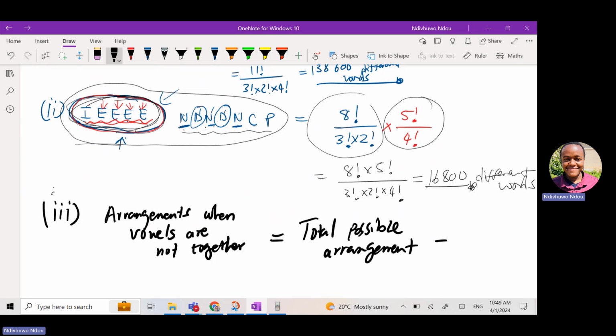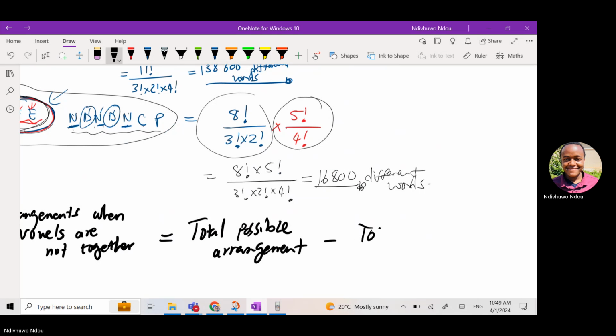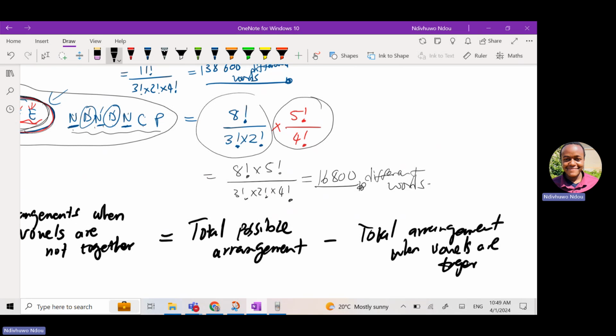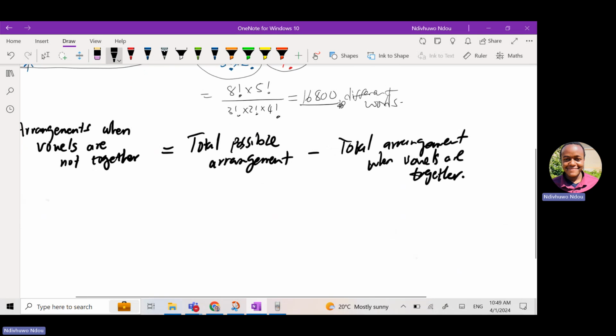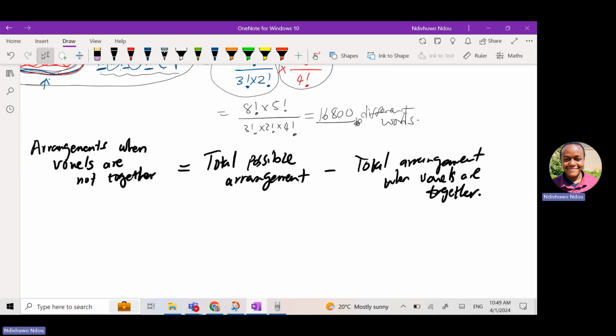And from this, we subtract total arrangement when vowels are together. So if we go to the total possible arrangement and we subtract total arrangement when vowels are together, we get the total arrangement when vowels are not together.